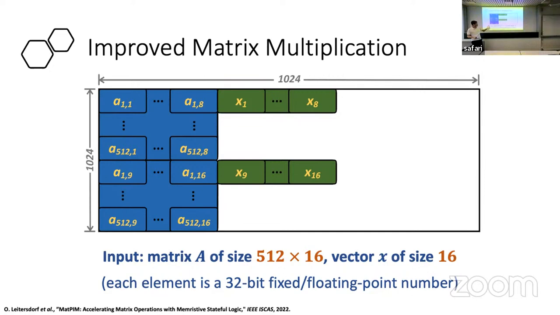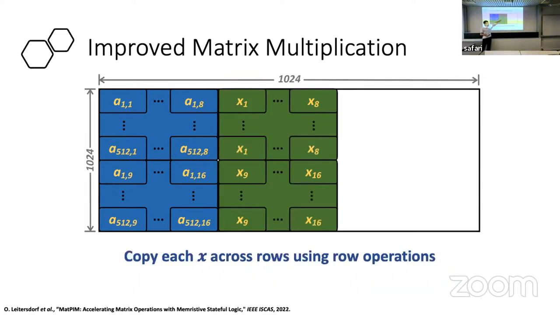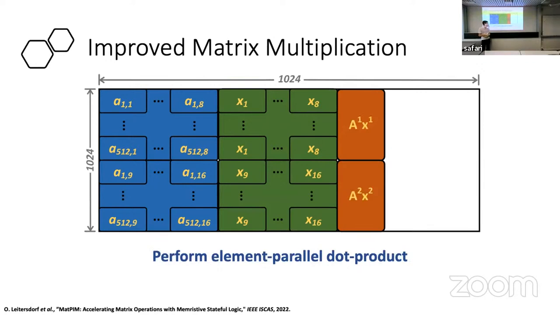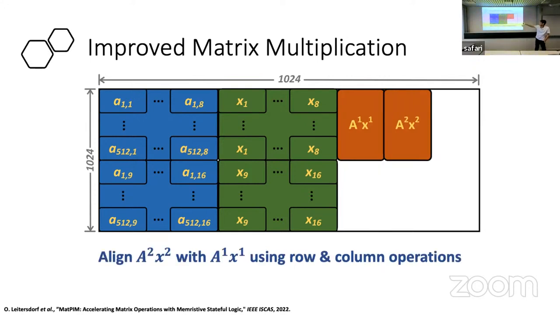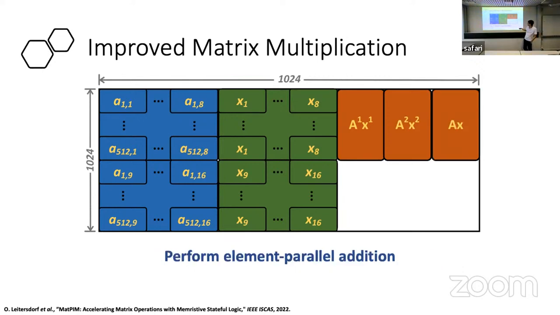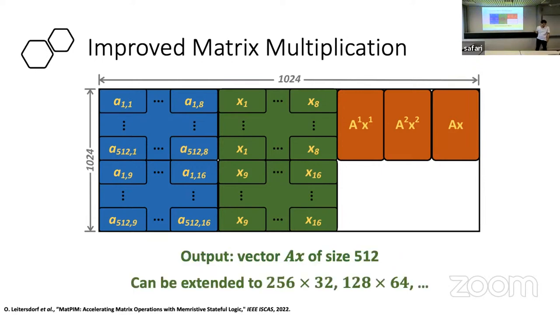Now we're going to do almost like before. Each vector is going to be copied to its remaining rows. And now, again, element parallel dot product, and we computed A1X1 and A2X2. All that's left is to add the two of them together. For that, we shift A2X2 to the right and upwards using row and column operations. And now we can add them using element parallel addition, and we just got AX. So we took the more complex operation that's not as symmetric, we split it into something smaller, and then we aggregate the result in the end, and we get AX.